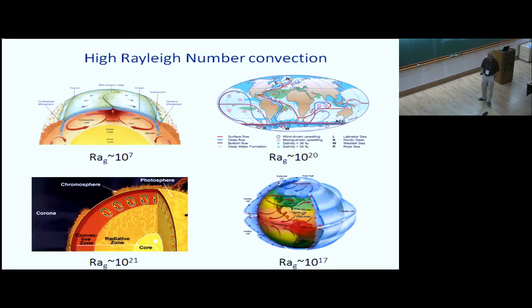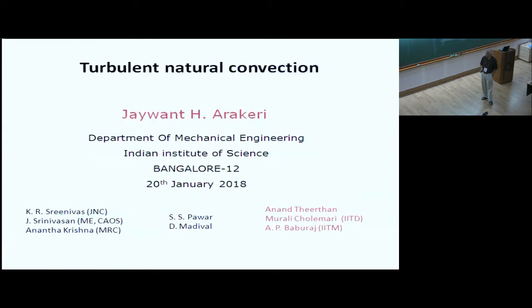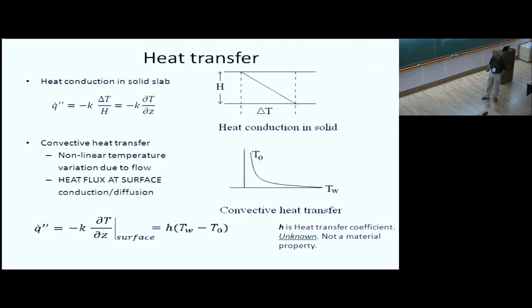I guess most of you are familiar that you get convection in a lot of different environments, including the Earth's atmosphere, the Earth's mantle, the sun, etc. Most of these flows are at high Rayleigh numbers, and most of them would be turbulent. A lot of people have worked on this, including a lot of PhD students.